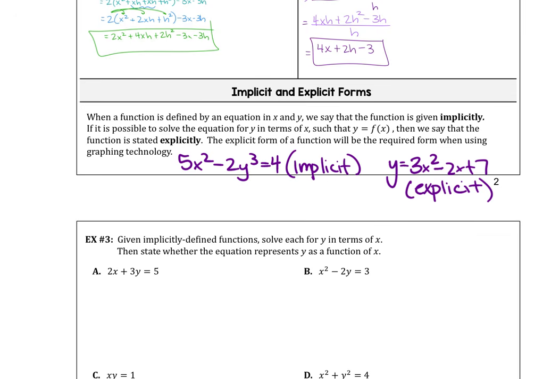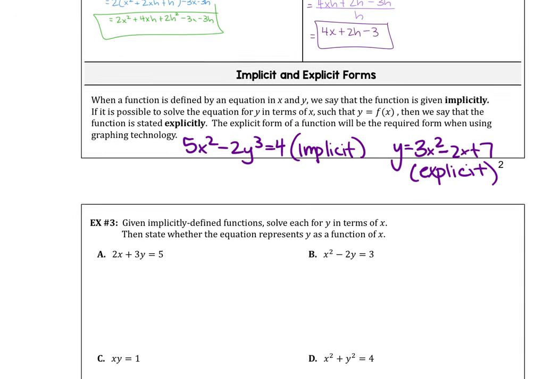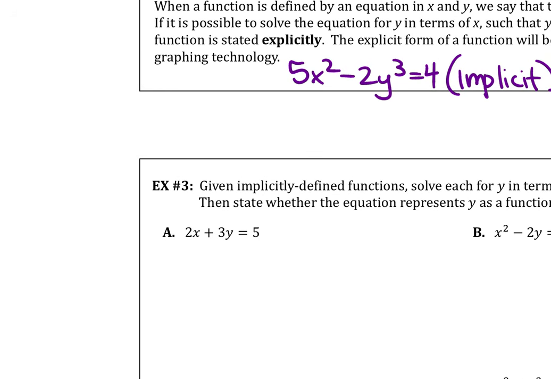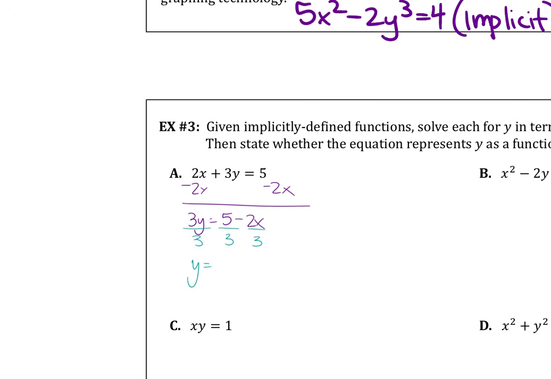Okay? So when it says write it as an explicit equation, it's because it's asking you to get y by itself. Okay, so given implicitly defined functions, solve each for y in terms of x. So aka just solve to get y by itself. And then state whether the equation represents a function. So function means we need one y for every x. So the first things first, let's get y by itself. So subtract 2x. 3y equals 5 minus 2x. Divide by 3. So y equals 5/3 minus 2/3 x. This would create a line, so it is a function.